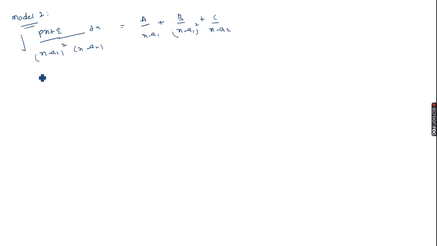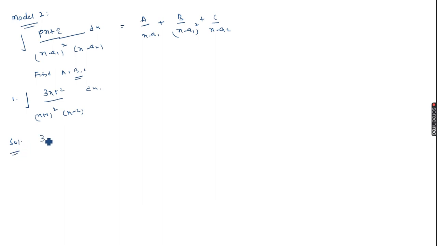We find that A, B, C. Here the question is integral of 3x plus 2 by x plus 1 whole square into x minus 2 into dx.